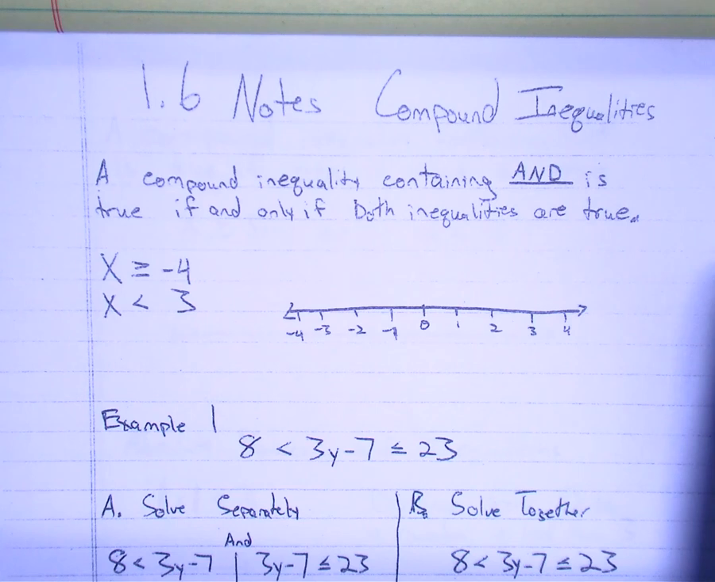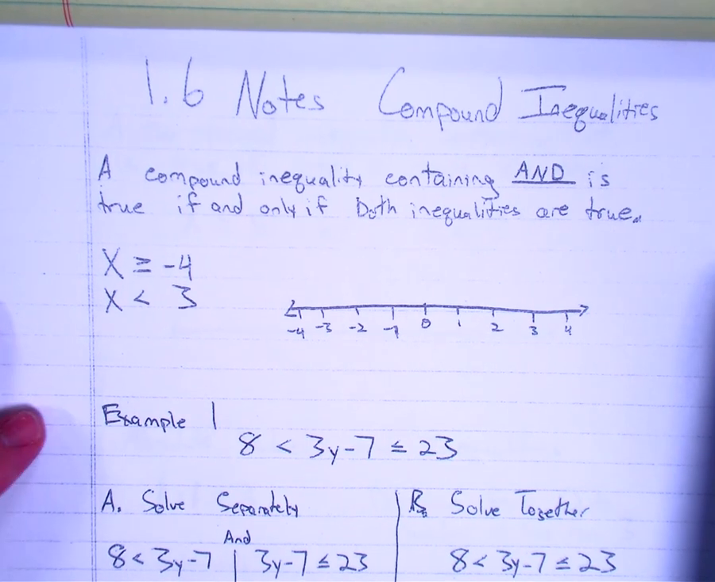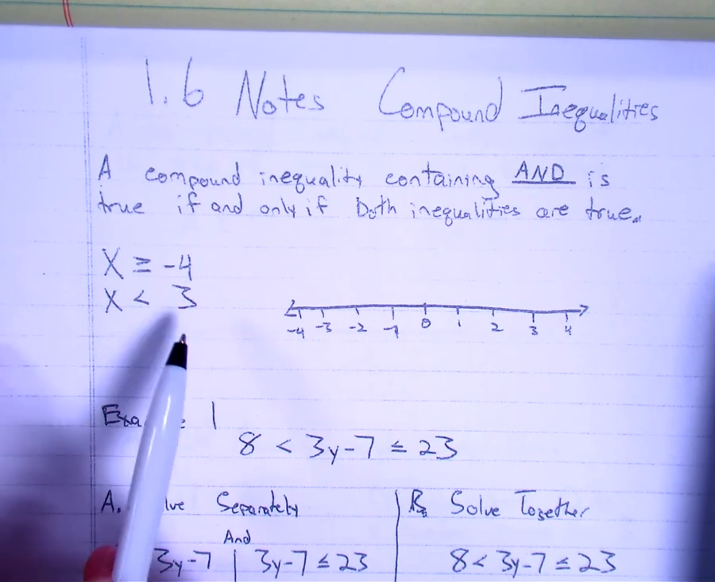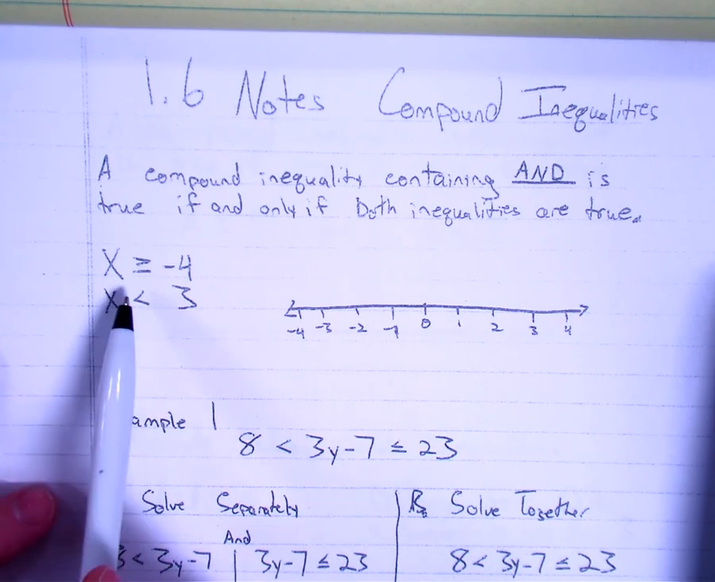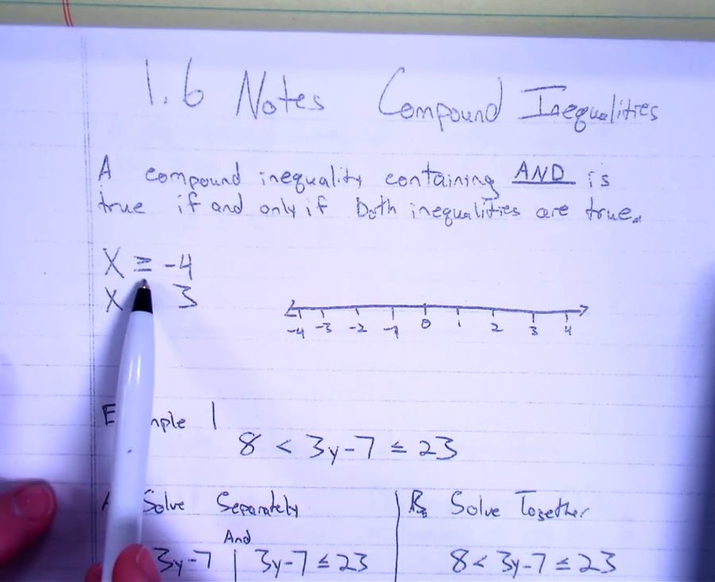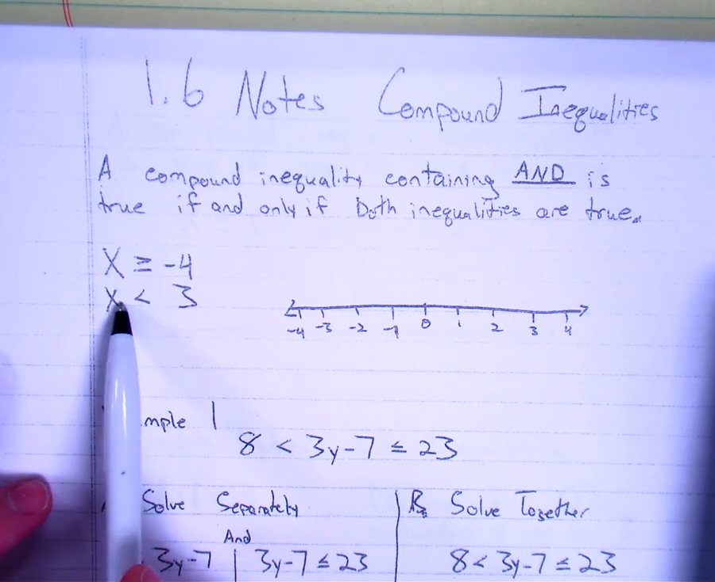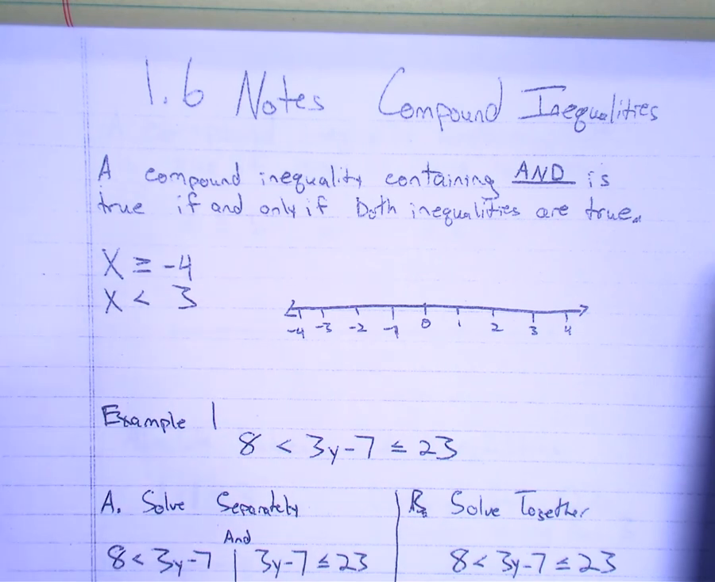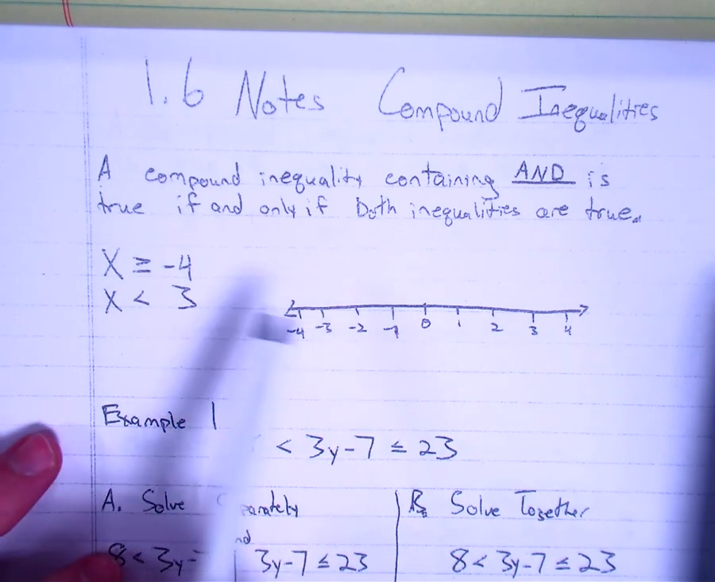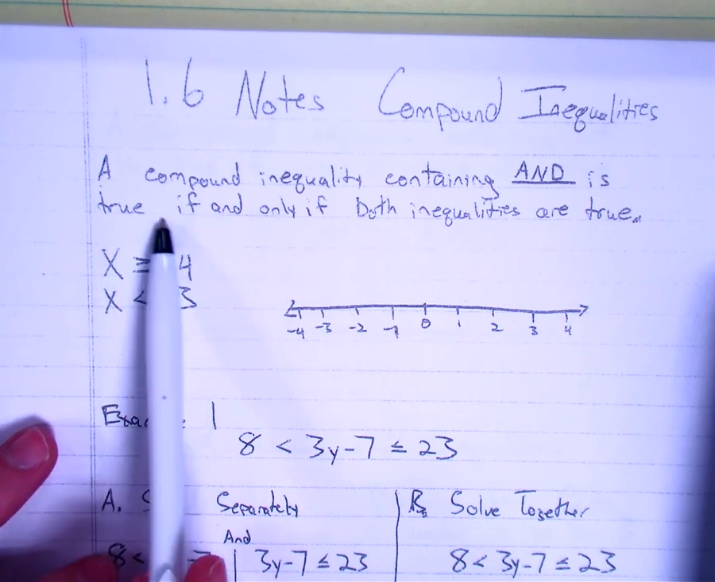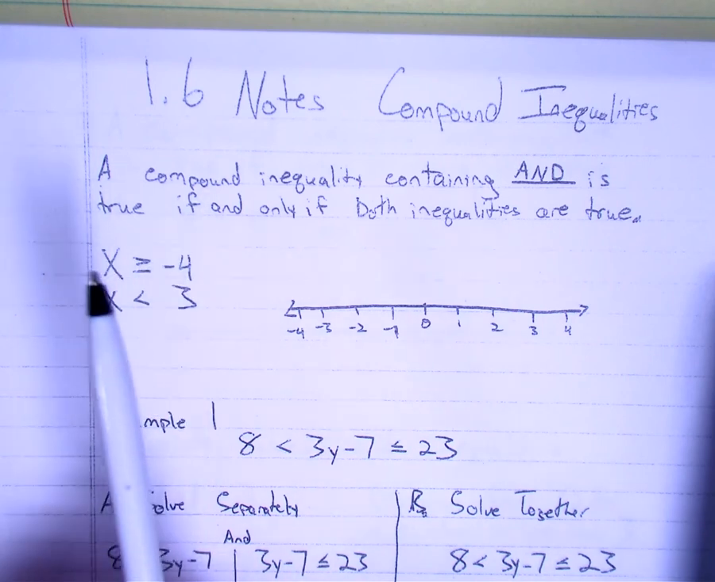Hey guys, here we are with 1.6 notes on inequalities, and we'll be working with some more with absolute values. So far we've done inequalities individually, like graphing x is greater than or equal to -4 on a number line, graphing x is less than 3 on a number line. Okay, today we're going to be looking at compound inequalities, more than one inequality going on at the same time.